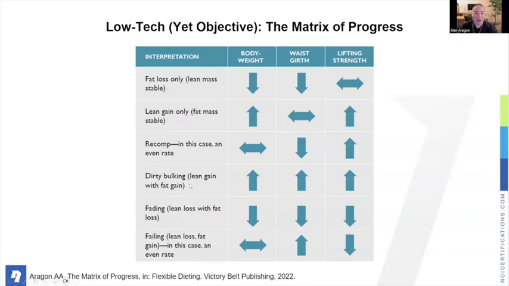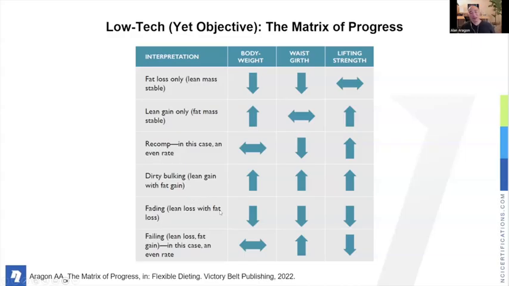And dirty bulking, which I lovingly called fat bulking. This is a simultaneous gain of lean mass and fat mass, and so that would be shown by an increase in all departments here: an increase in body weight, an increase in waist girth, and an increase in lifting strength.